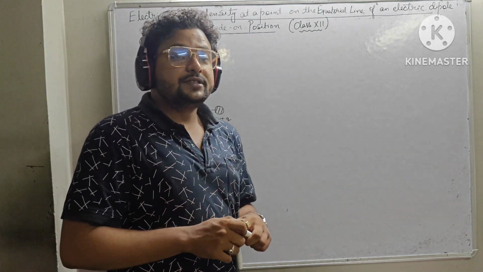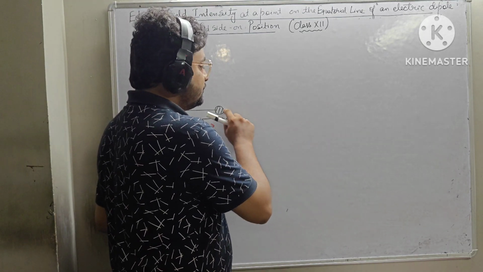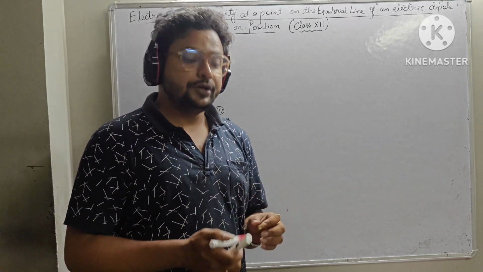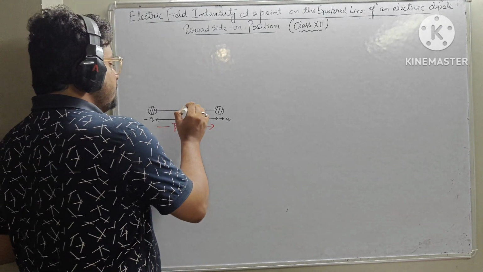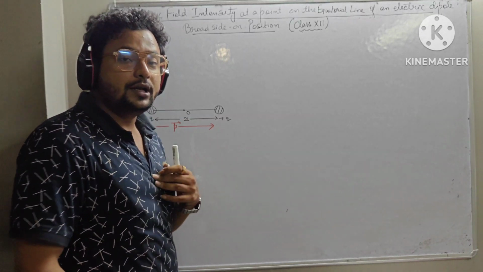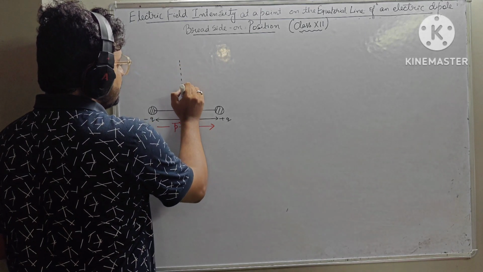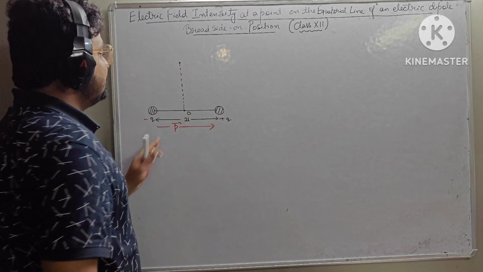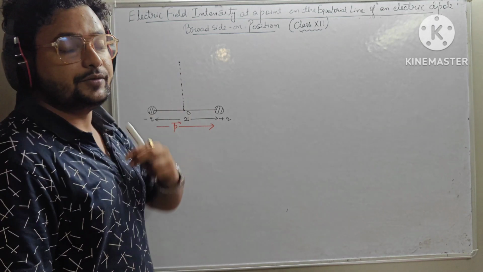In the previous video, we saw how to find the electric field intensity on the axial line. Axial line means if I draw a straight line over here, this is the axial line. Over here we are going to see the equatorial line. Equatorial line means, if point O is the center of the dipole, and you draw a perpendicular at this particular point, then this becomes the equatorial line.